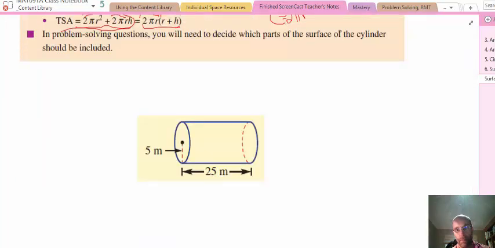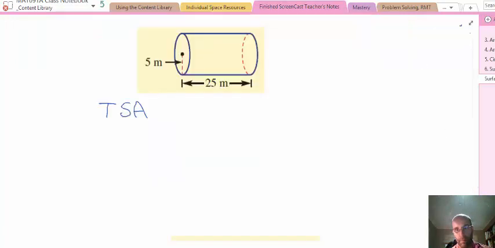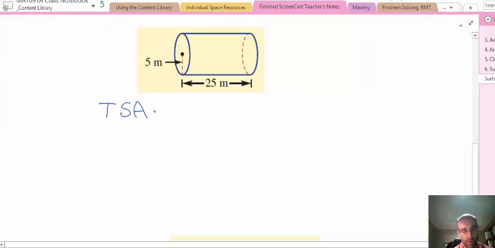So let's look at some quick examples. So we have a cylinder here and we need to find the surface area. We'll write our formula out first. 2 pi r squared plus 2 pi r h.